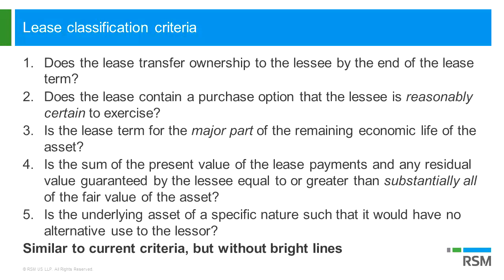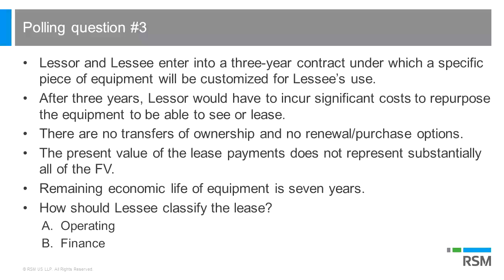Is the sum of the present value of the lease payments and any residual value guaranteed by the lessee equal to or greater than substantially all of the fair value of the asset? Again, generally speaking, 90% is used in this. And number 5, is the underlying asset of a specific nature such that it would have no alternative use to the lessor? So again, if any of these 5 criteria are met, classify as a finance lease under 842. If not, operating.